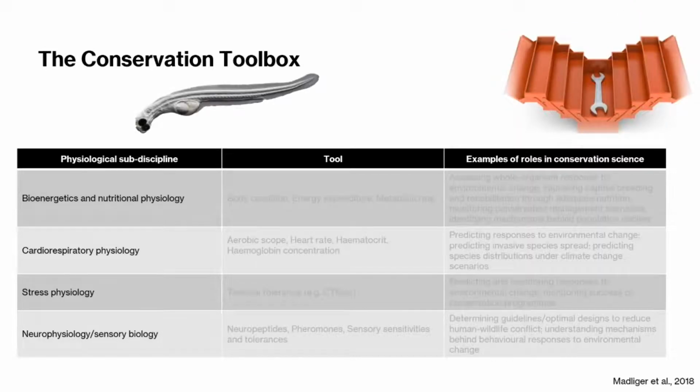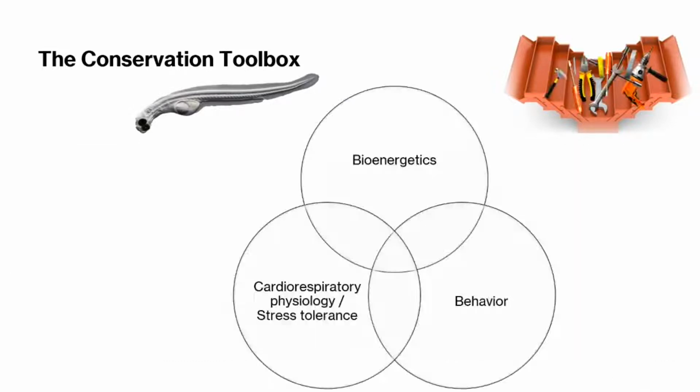However, early life stages are often overlooked in conservation physiology, and most of these tools have been developed to be used on larger fish, so juveniles or adult organisms. To fill this gap, we aimed to provide an approach and tools merging aspects of bioenergetics, cardiorespiratory physiology, and behavior to be able to assess the effect of stressors on the overall health of the larvae.